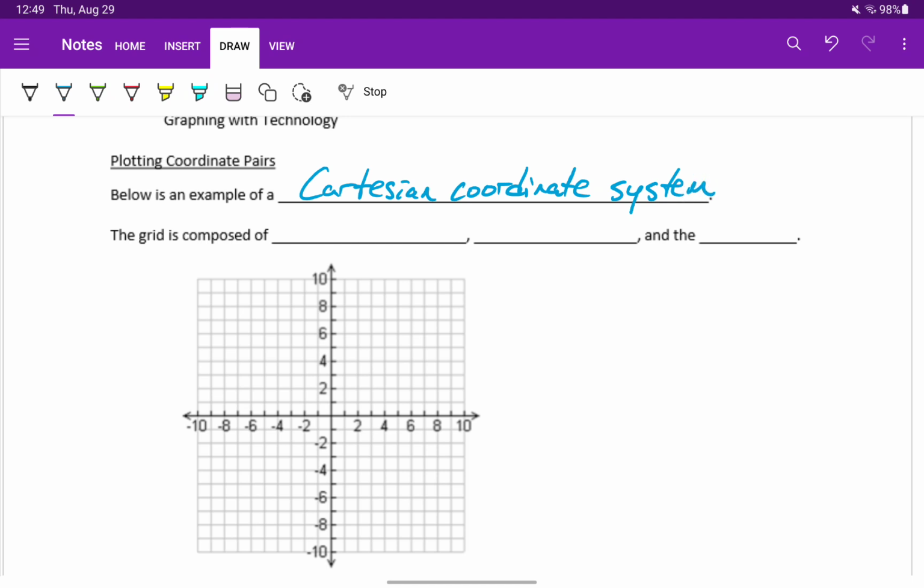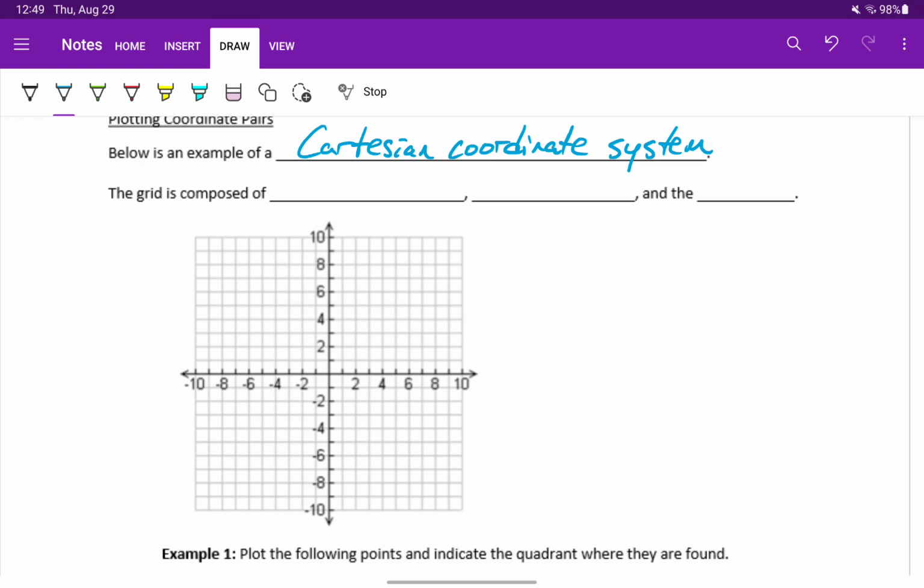The Cartesian coordinate system is just a grid with horizontal and vertical directions that's composed of 4 quadrants, starting with the upper right hand corner, which we refer to as the first quadrant, and then moving in counterclockwise order, we move to the second quadrant, the third quadrant, and the fourth quadrant.